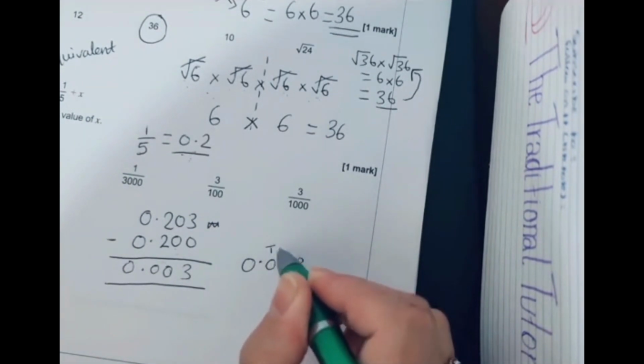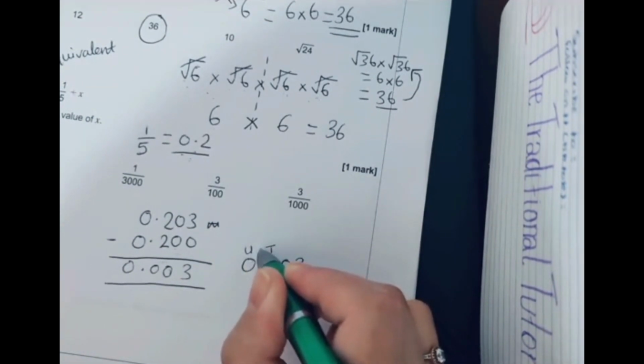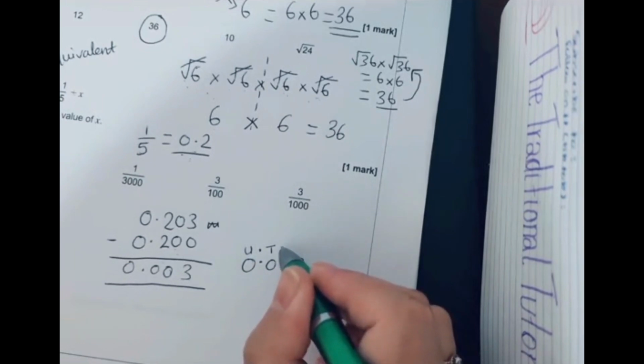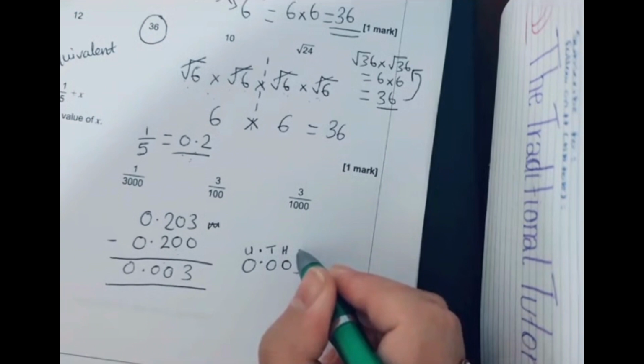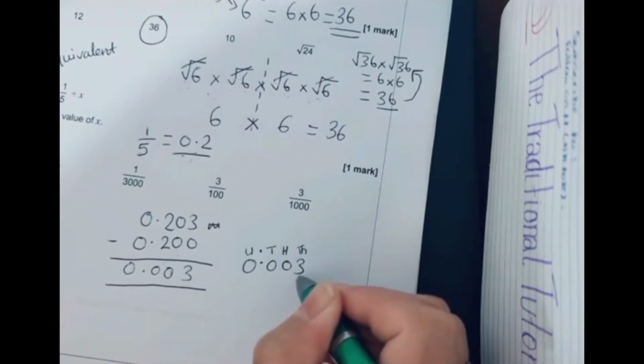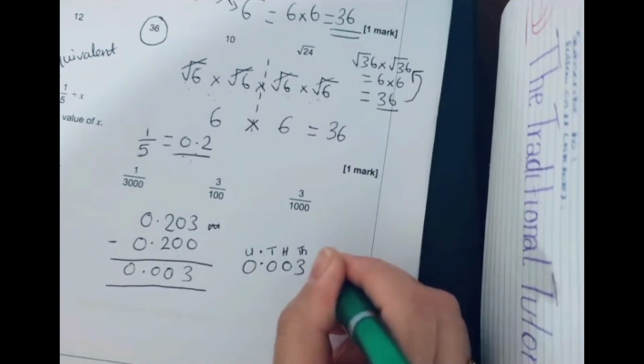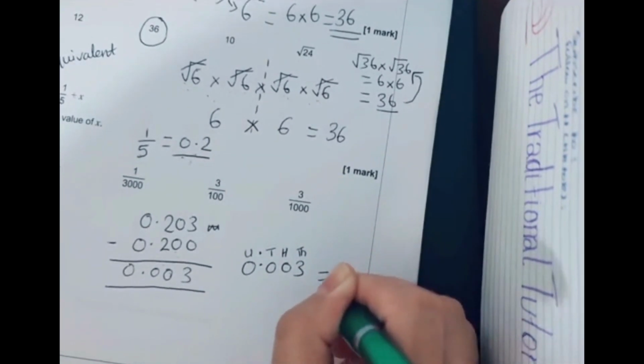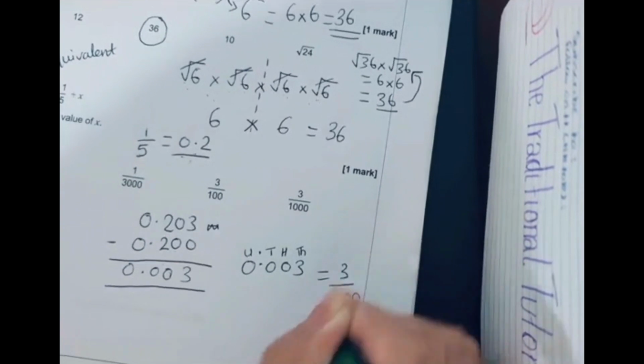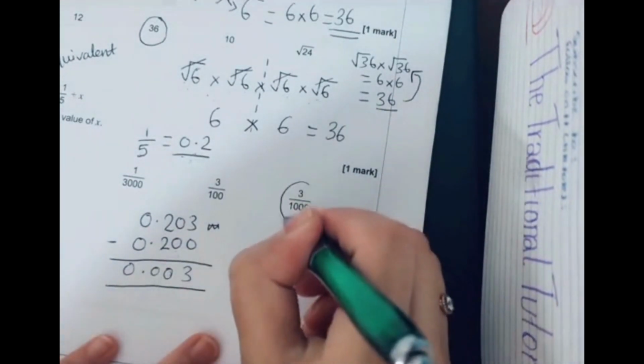So there's my units, decimal point, tenths, hundredths, and then I've got my thousandths. So therefore, this 3 is the same as 3 over 1,000. Okay, hence this is my answer.